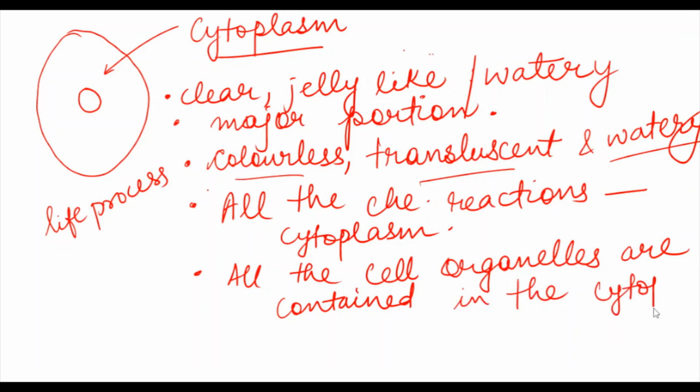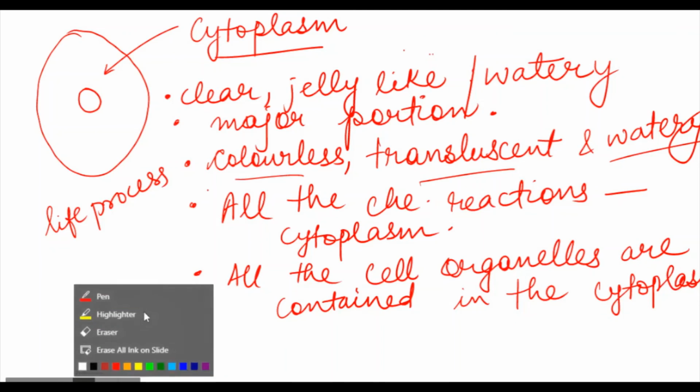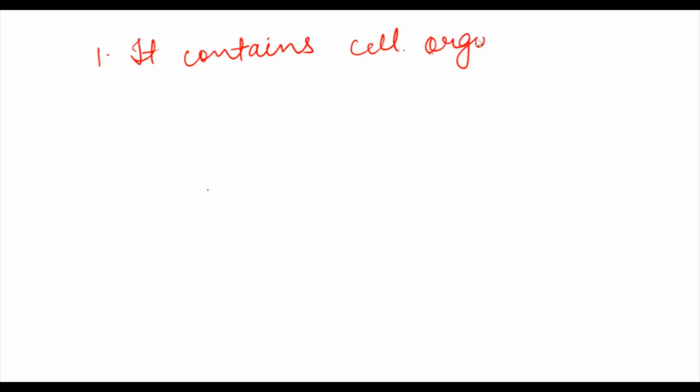Next are the functions of cytoplasm. Now again, the functions of cytoplasm depend on the structure of cytoplasm. The first function is it contains all the cell organelles, meaning it provides a surface where all the cell organelles can be embedded. So in simple words, it contains the cell organelles. Okay, so this is the first function.